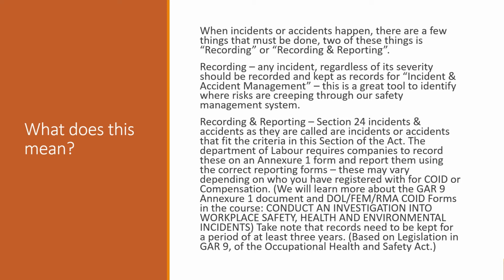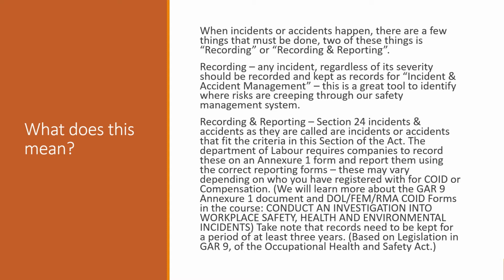The second part is recording and reporting. Under Section 24, incidents and accidents, as they are called, are incidents or accidents that fit the criteria in this section of the Act. The Department of Labor requires companies to record these on an Annexure 1 form and report them using the correct reporting forms. Now, these may vary depending on who you have registered your COID or compensation with.